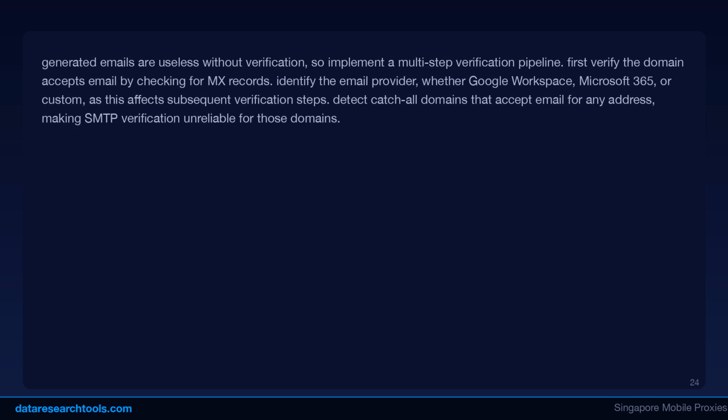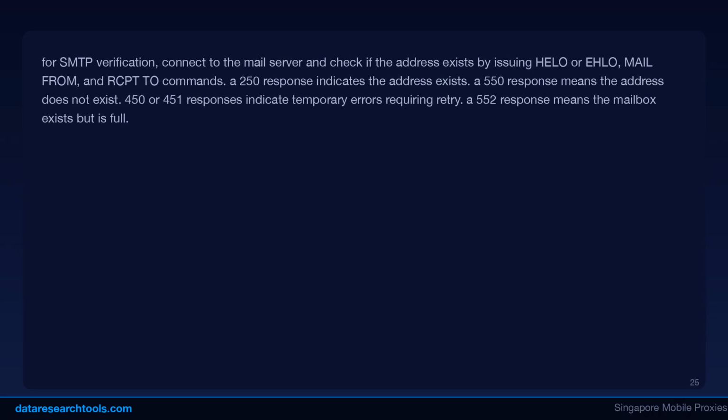We'll detect catch-all domains by sending RCPT TO for a random, certainly non-existent address. If the server accepts it, the domain is catch-all. For these domains, rely on pattern matching and confidence scores rather than SMTP verification results. Assign a confidence score to each discovered email based on multiple factors.